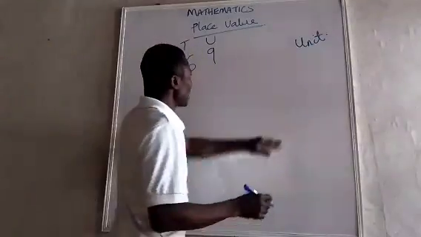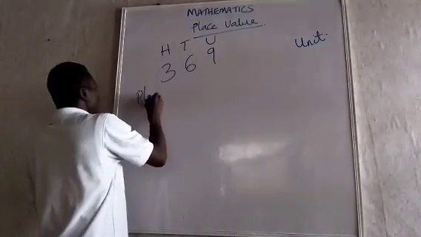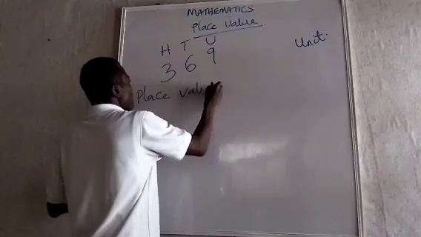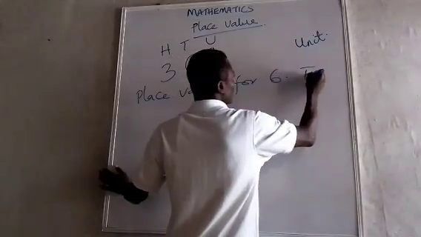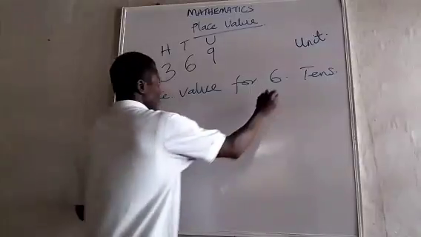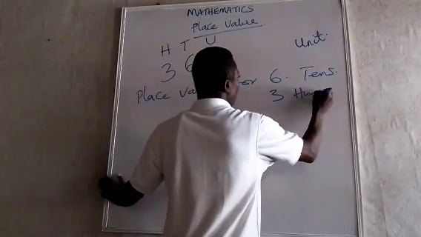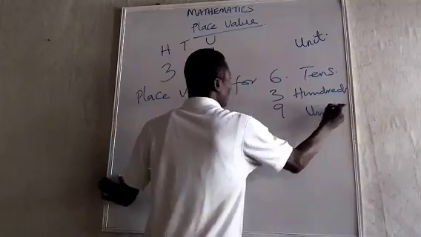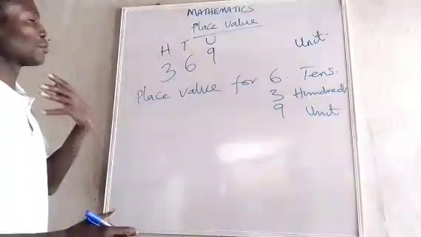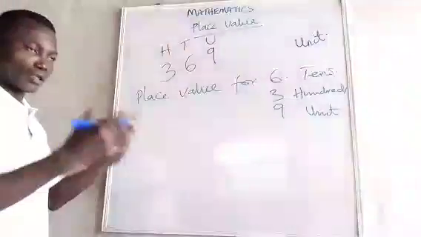So in this place, when you are talking of place value, for 6 now, it is tens. For 3, it's hundreds. For 9, it's units. So this knowledge also makes us know how to pronounce the number.